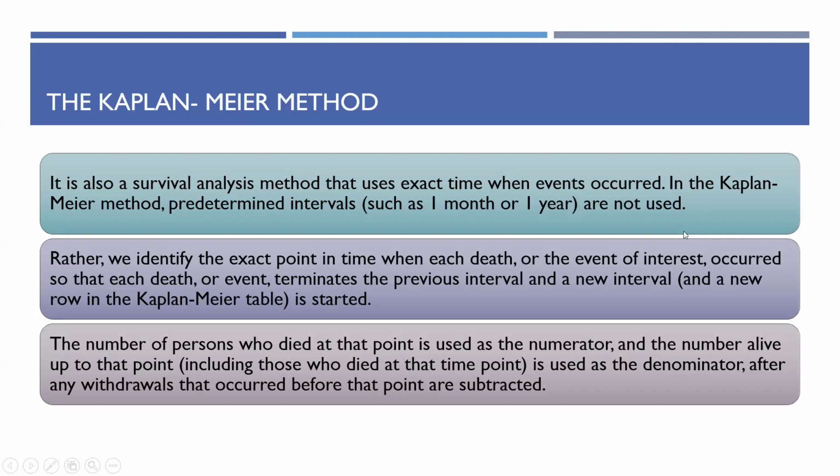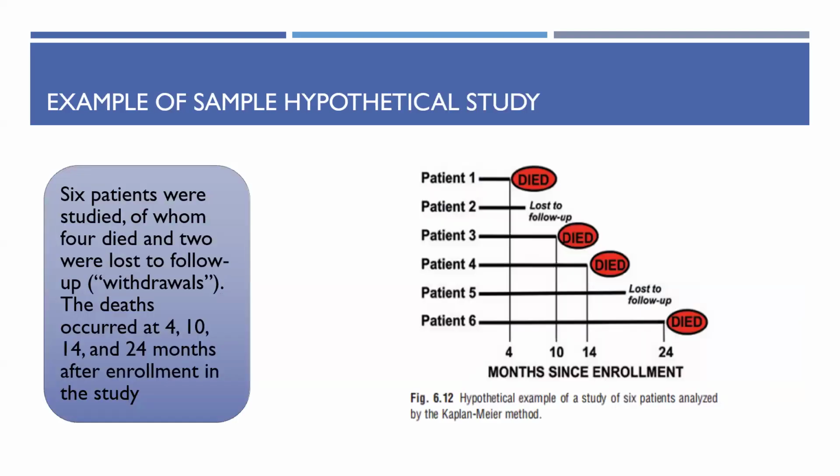The Kaplan-Meier method is also a survival analysis method that uses the exact times when events occurred. In the Kaplan-Meier method, predetermined intervals such as 1 month or 1 year are not used. Rather, we identify the exact point in time when each death or event of interest occurred, so that each death or event terminates the previous interval and starts a new interval. The number of persons who died at that point is used as the numerator, and the number alive up to that point, including those who died at that point, is used as the denominator, after any withdrawals that occurred before that point are subtracted.